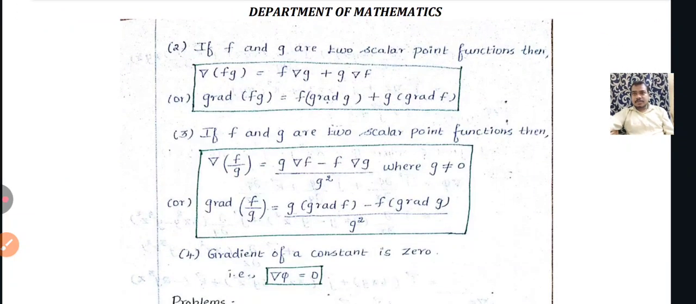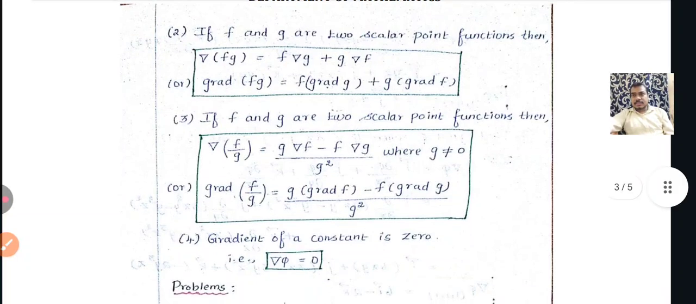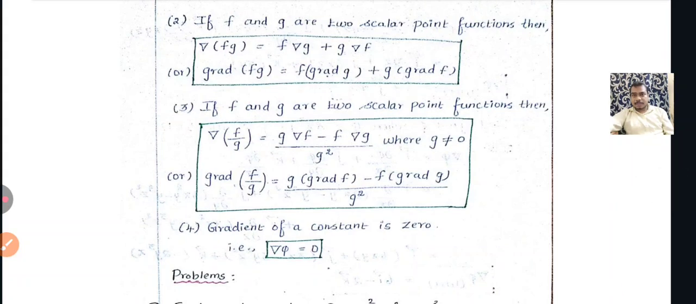The second property is: if f and g are two scalar point functions, then del of f g is equivalent to f into del g plus g into del f, that is gradient of f g is equivalent to f into gradient of g plus g into grad f. The third property is: if f and g are two scalar point functions, then del of f divided by g is equivalent to g into del f minus f into del g, divided by g square, where g is not equal to 0.